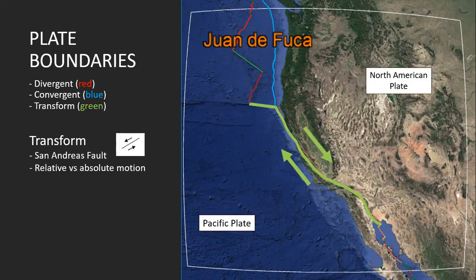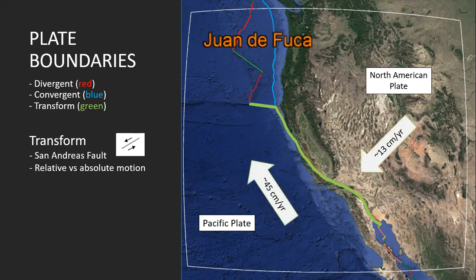Let's begin by looking at the world's largest transform boundary, the San Andreas Fault. The San Andreas Fault is an active major plate boundary where the North American and Pacific plates slide past one another. The relative plate motions are marked by the arrows. However, the absolute plate motions are quite different.